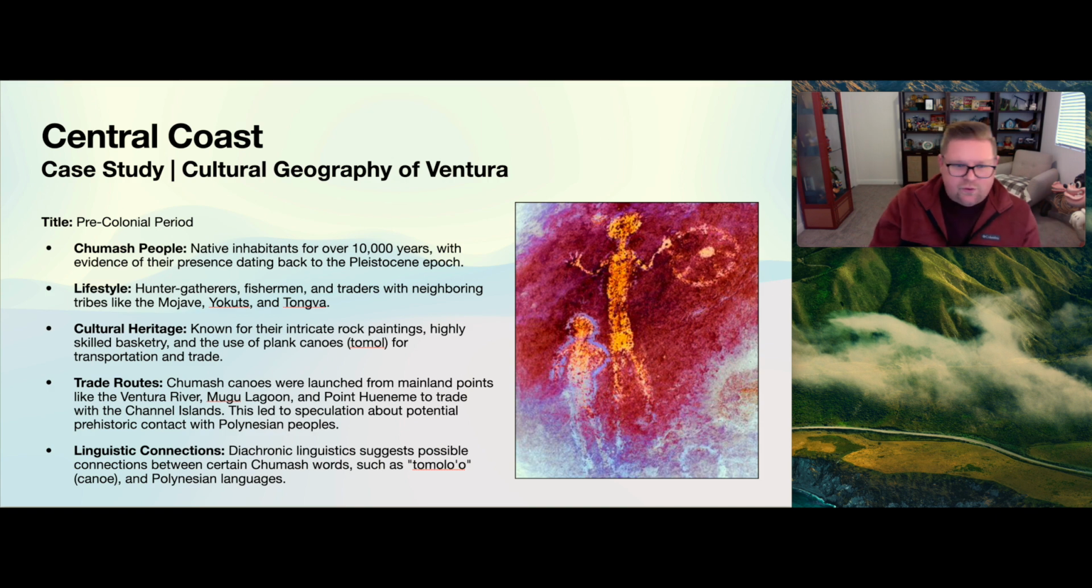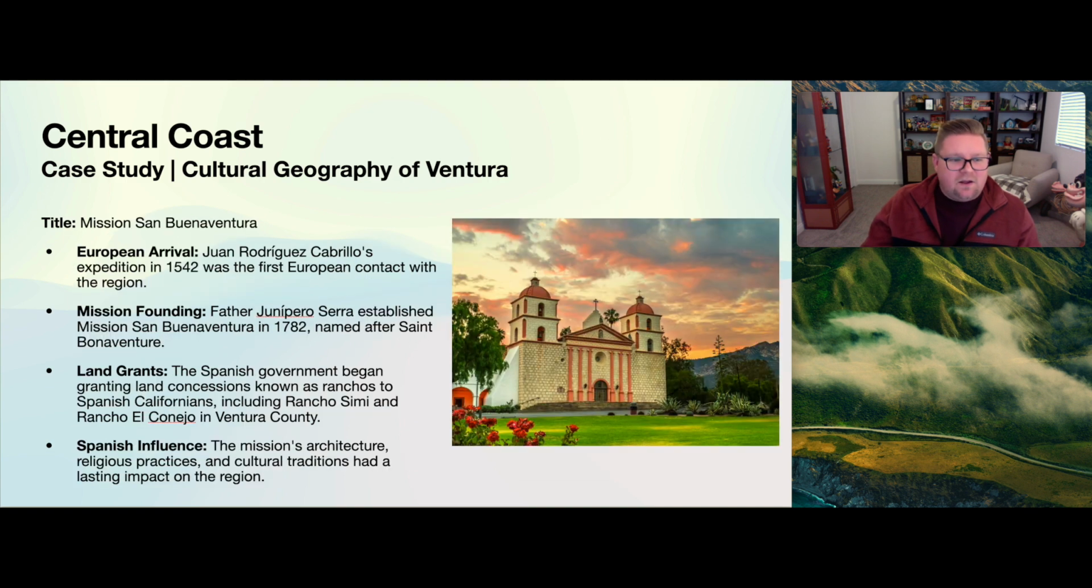As for trade routes, Chumash canoes were launched from mainland points like the Ventura River, Mugu Lagoon, and Point Hueneme to trade with the Channel Islands. This led to speculation about potential prehistoric contact with even Polynesian peoples. There are also some linguistic connections. Linguistics suggests possible connections between certain Chumash words and Polynesian languages. This is an ongoing study, but it'd be really fun to think that there was that type of connection that far back between two different groups of people.